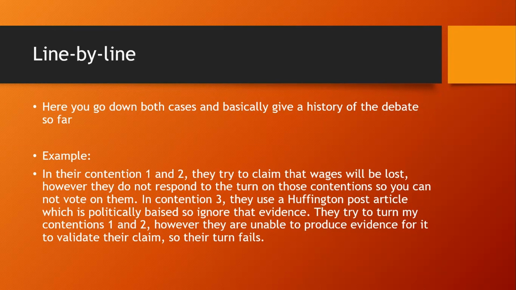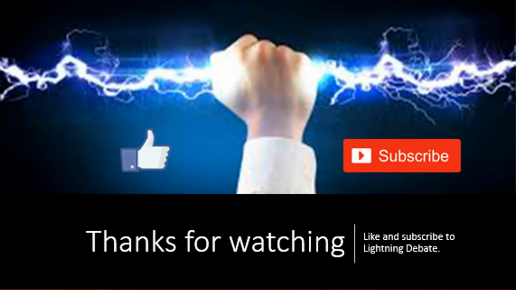So now you should have clean offense on contention 1 and contention 2 to extend, and for the judge to say, okay, I'm voting on contention 1 and contention 2. They don't really adequately respond to that. So that allows your judge to understand what's happened in the debate so far and understand what they should be voting on.